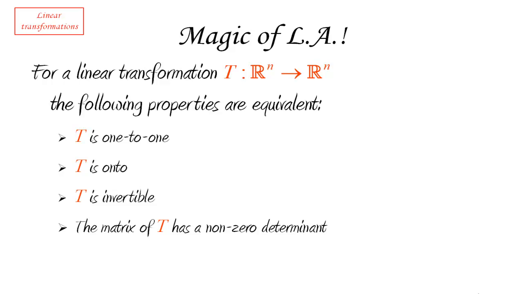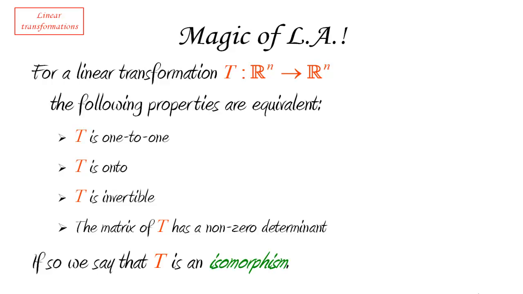That should be familiar to you, and not a surprising thing. If T is invertible, its matrix has to have a non-zero determinant. Why? Because the matrix is going to be invertible. So the last equivalency should be fairly clear. The first two may be a little bit more surprising, and you may want to work a little bit with them.